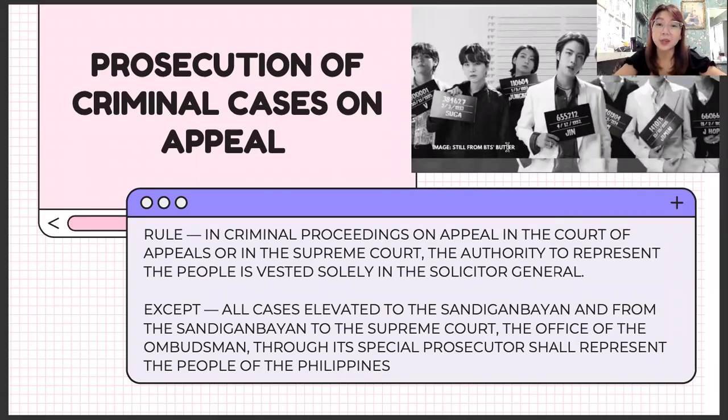So the rule is that in criminal proceedings on appeal in the Court of Appeals or in the Supreme Court, the authority to represent the people is vested solely in the Solicitor General. The exception here is that all cases elevated to the Sandiganbayan or from the Sandiganbayan to the Supreme Court, the Office of the Ombudsman, through its special prosecutor, shall represent the people of the Philippines.